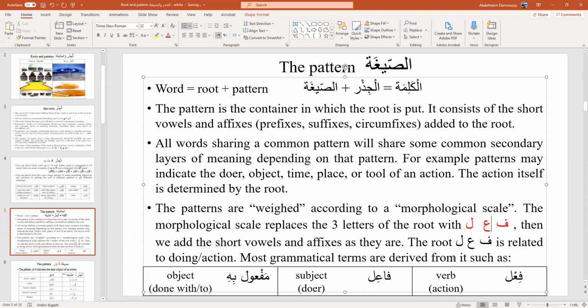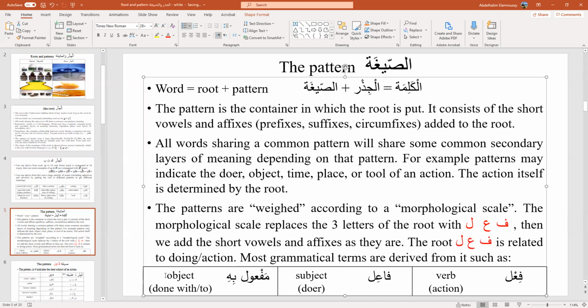The root fa, ain, lam itself is related to the action of doing. That's why you'll find that most grammatical terms are derived from this root, such as fi'al. In grammar, it means verb, and literally it means action or doing. Fa'il is the subject grammatically, and literally it means the doer.